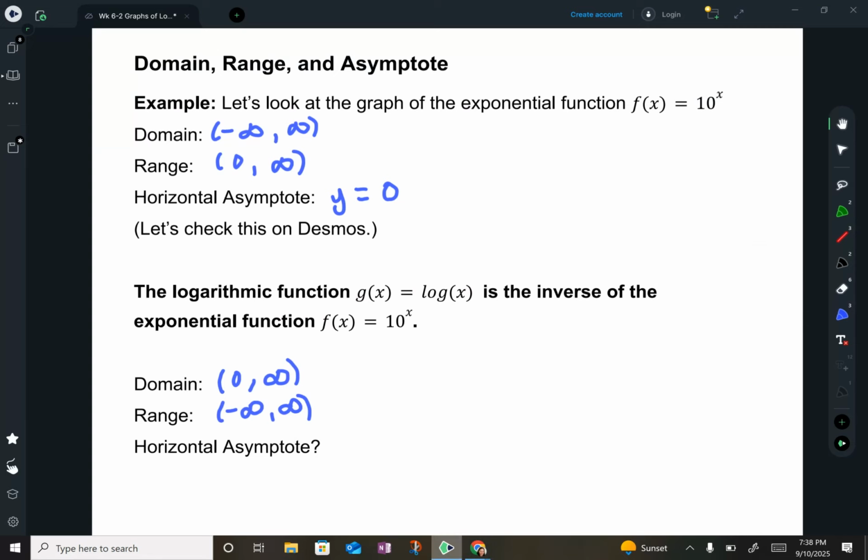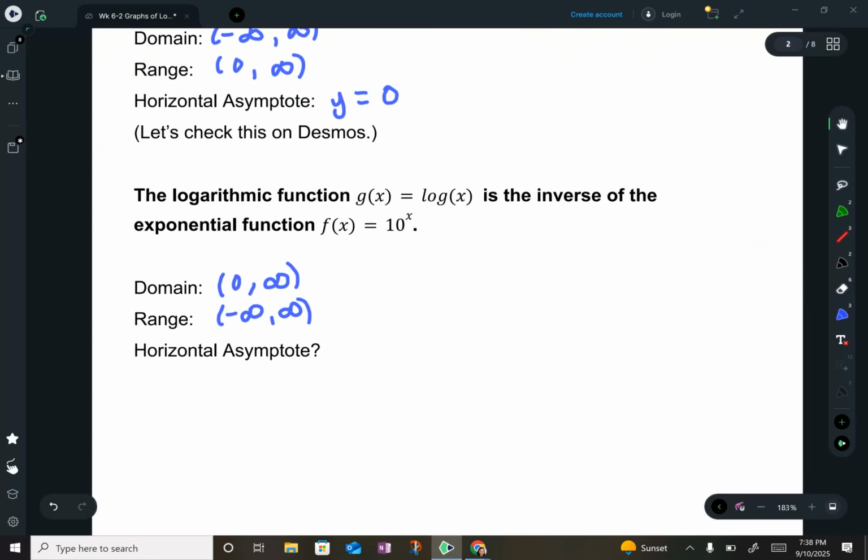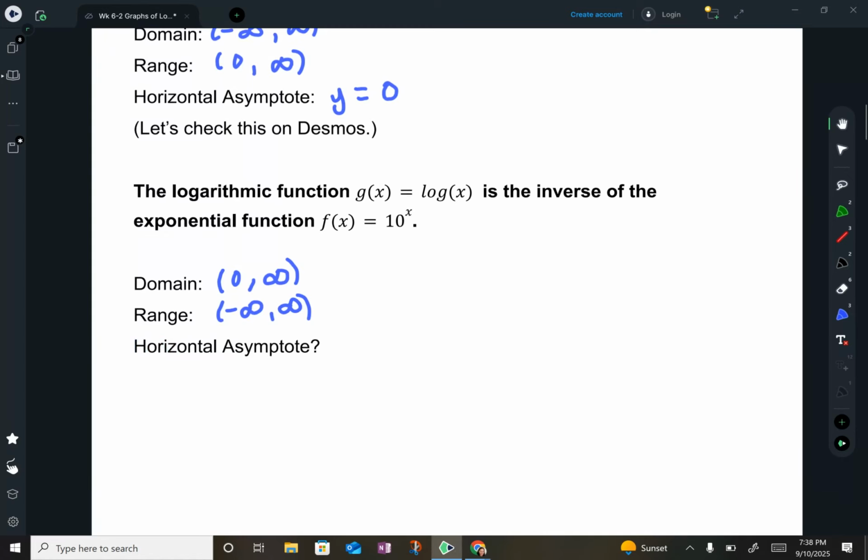So we're like, horizontal asymptote? Nope. Vertical asymptote. Let's cross that out and write vertical asymptote. And remember, vertical asymptotes are of the form x equal to a value, because you're not left or right. You're stuck at a particular horizontal value, x equal to 0.